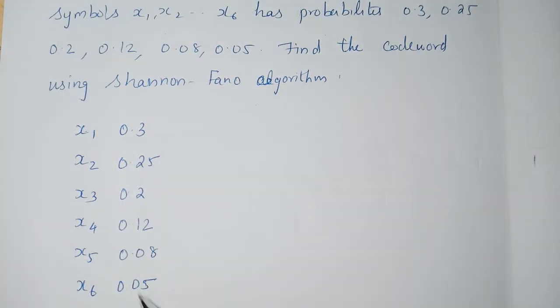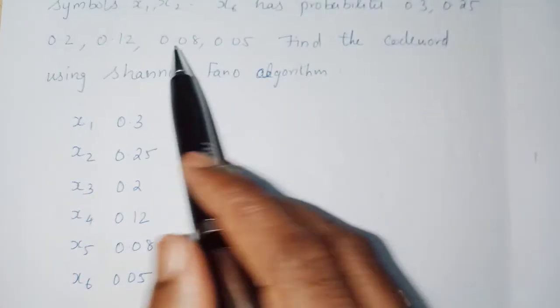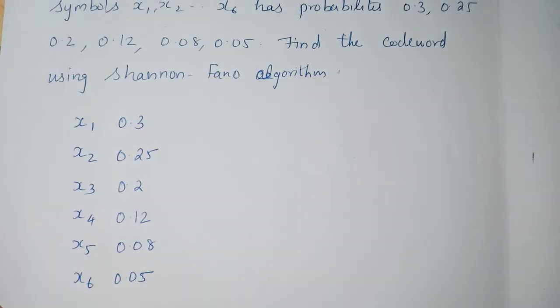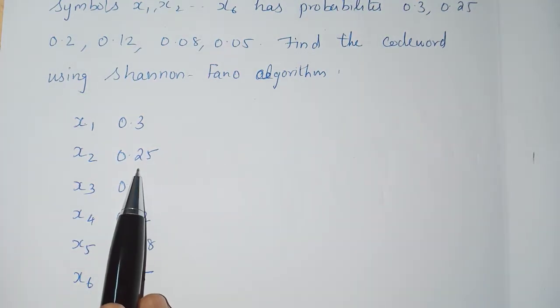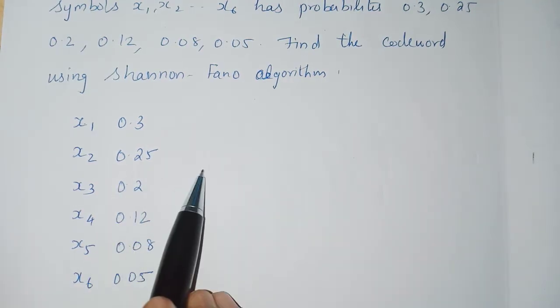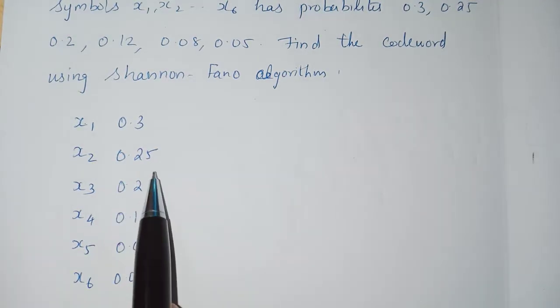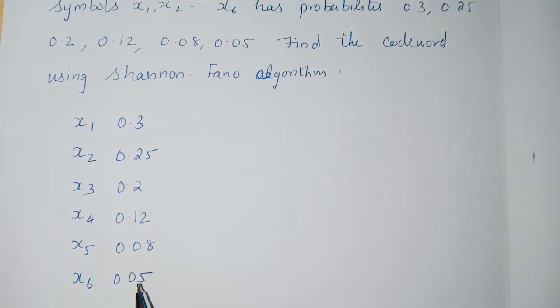The first step is to arrange in descending order. From the question itself we could see that by default it is in descending order, so that's not an issue. Next we need to divide the symbols into half based on the probabilities. Now where should I divide? The sum of probability should be equal to 1. If you divide the probability 1, it should be 0.5 and 0.5. So where exactly can we divide?